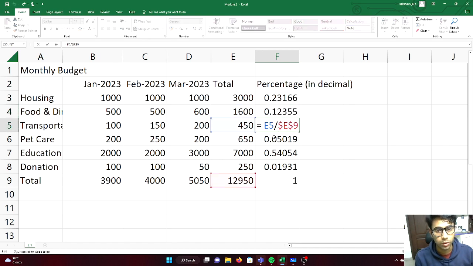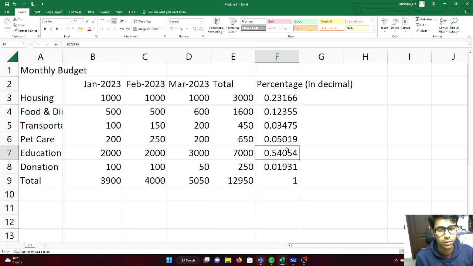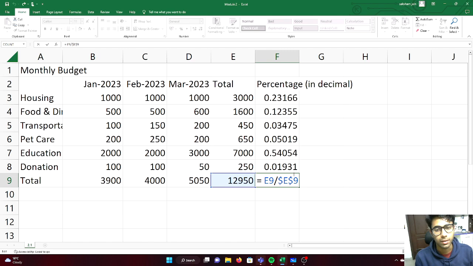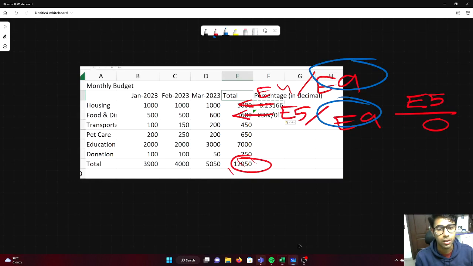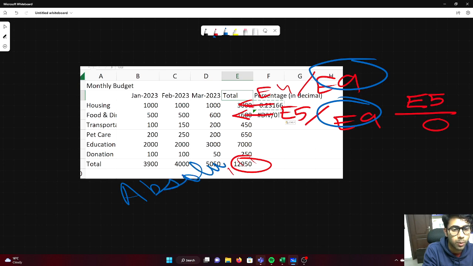this cell. This is going to be E5 divided by this cell. This is going to be E6 divided by E9. This is going to be E7 divided by E9. This is going to be E8 divided by E9, and this is going to be E9 divided by E9. So this is the concept of absolute cell referencing. Here we are blocking a particular block or cell.